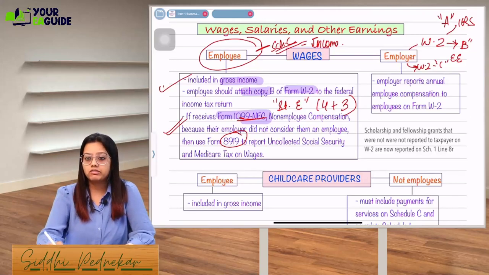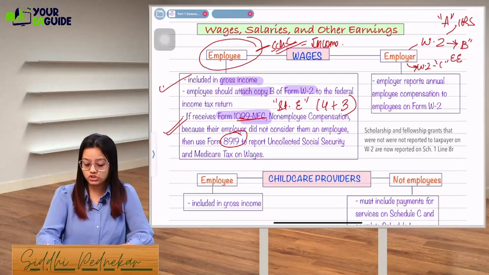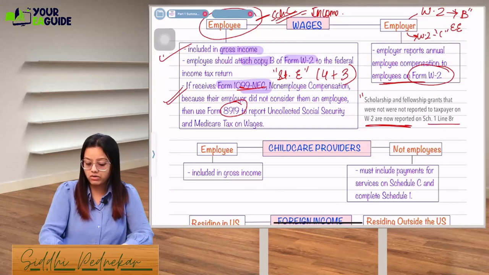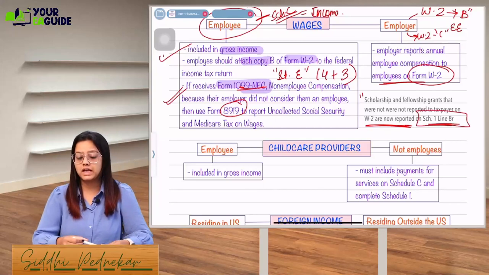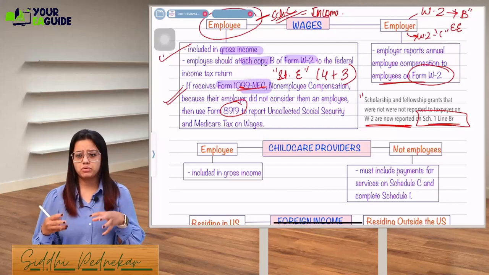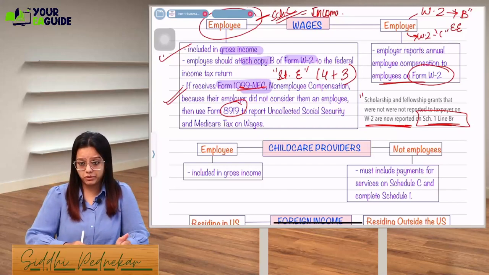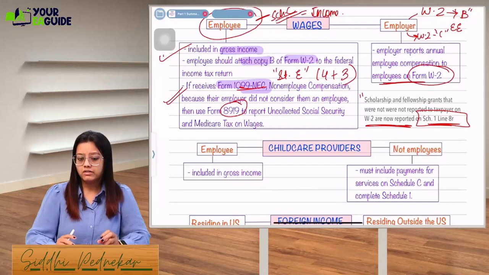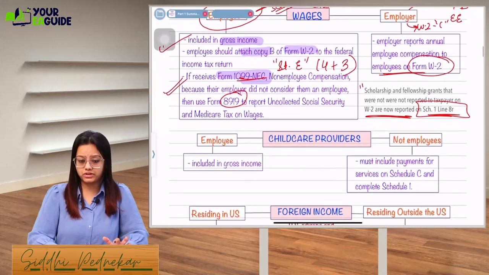Okay, the employer will be reporting the annual employee compensation to the employees on form W-2, as I mentioned. If you receive any scholarship or fellowship grant that was not reported on the W-2, it will now be reported on Schedule 1. Some scholarship and fellowship grants or anything which have been provided but which is not mentioned on your W-2 form will be reported on Schedule 1. Schedule 1 is regarding the additional incomes which are not mentioned on page 1 of the 1040.